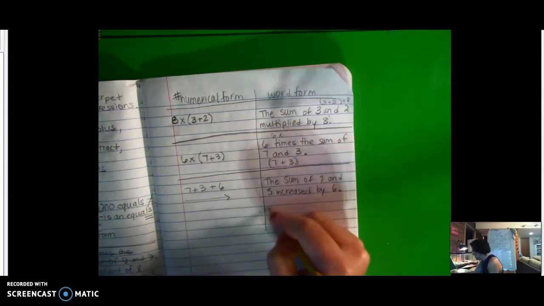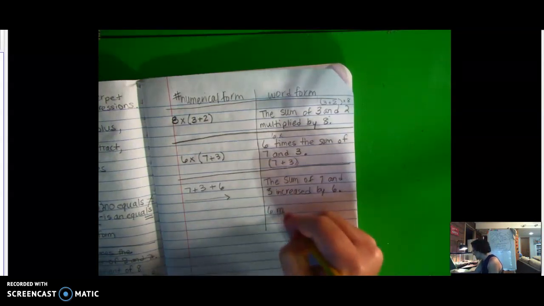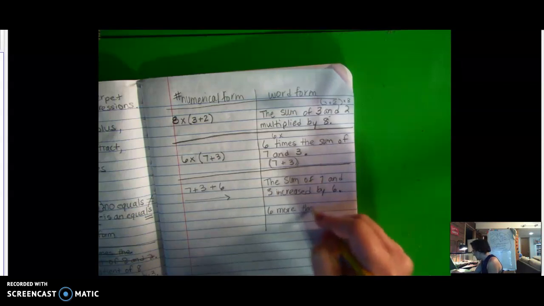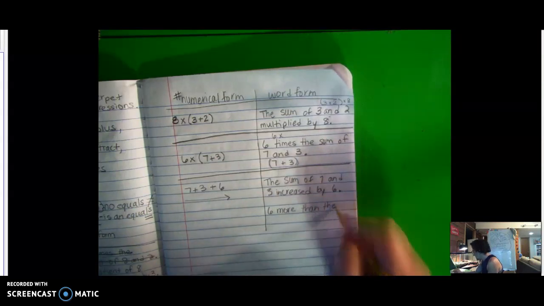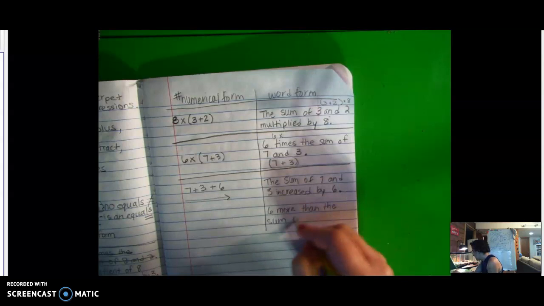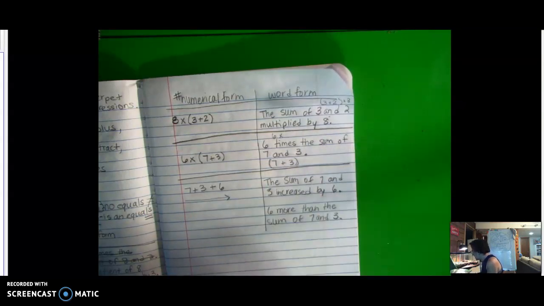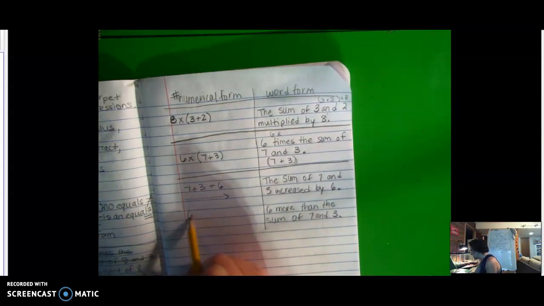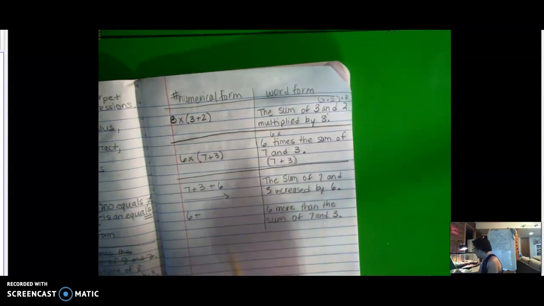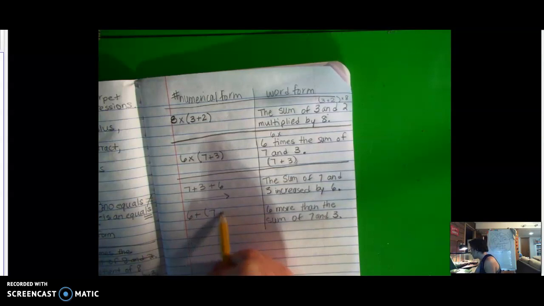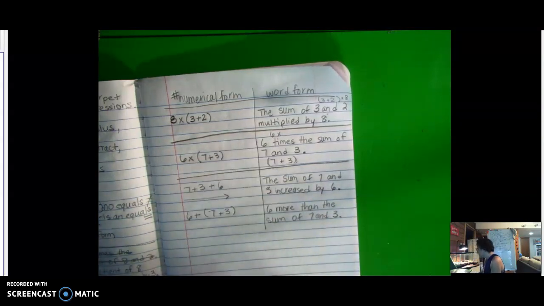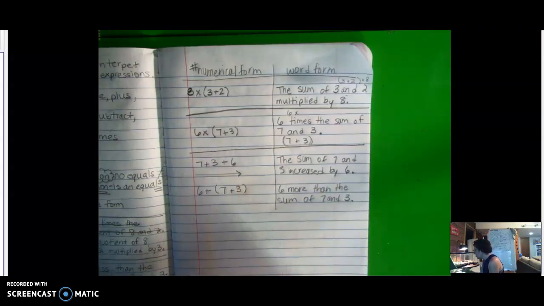We could also do 6 more than the sum of 7 and 3. And if we did it that way, if it was 6 more than the sum of 7 and 3, then we'd probably put our 7 and 3 in parentheses. But if all you're doing is adding, it doesn't matter where you put the numbers, your answer's still going to come out the same.